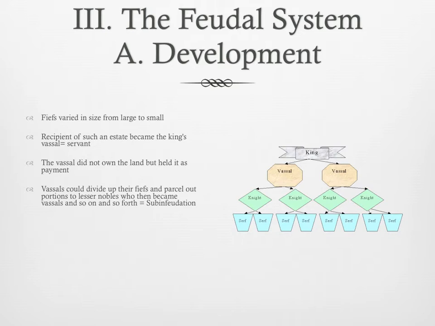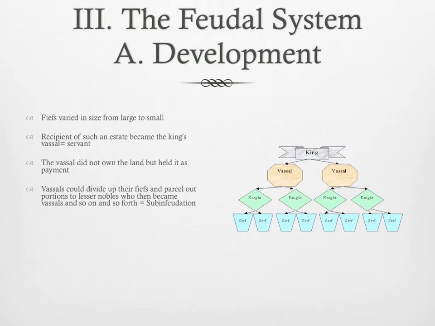And if you received one of these, you would then become the king's vassal. And a vassal is another word for servant. So now you owe the king. So if the king needs a favor, you owe it to him. And like I was saying, the vassal doesn't actually own the land, but is holding on to it as a payment. It's kind of a loaner. And then the vassal could then decide, hey, I've got a pretty decent chunk of land, I'm going to divide it up, and I'm going to give it to lesser nobles. And then those lesser nobles will owe me, so they'll have to serve me. And then they'll become vassals, and that continues on and on until you can't divide up the land anymore. And that's known as subinfeudation.